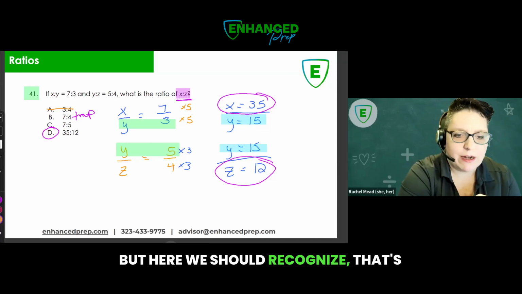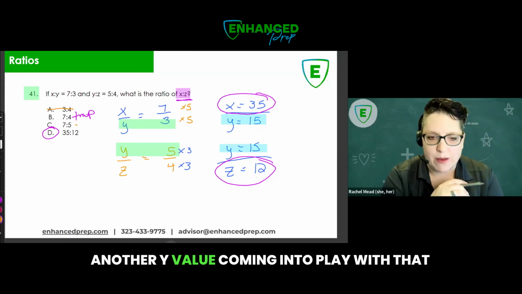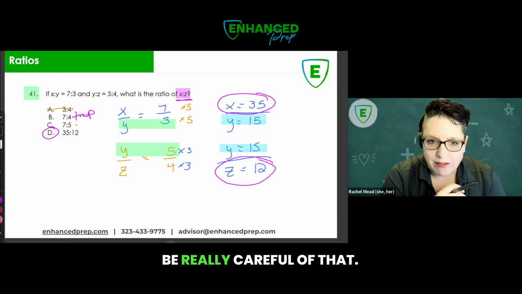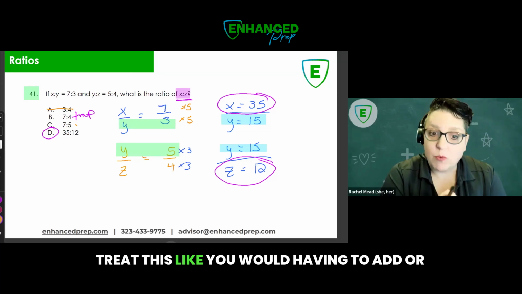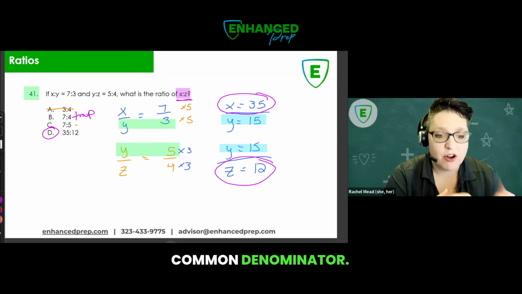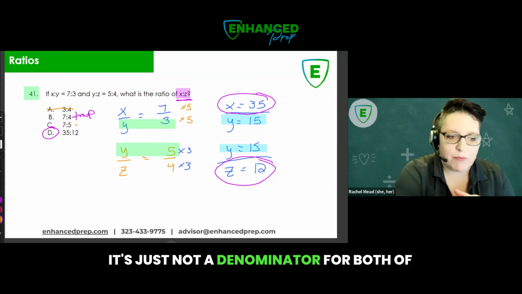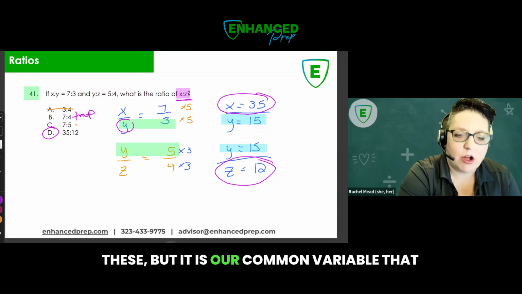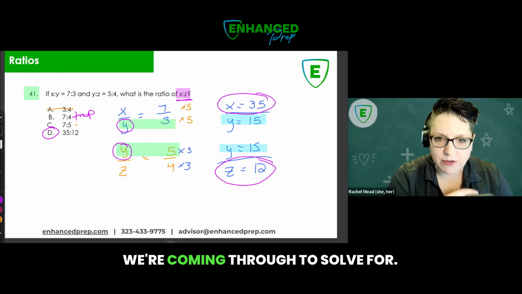But here we should recognize, oh, that's another y value coming into play with that 5. Be really careful of that. Treat this like you would having to add or subtract fractions in terms of getting that common denominator. It's just not a denominator for both of these, but it is our common variable that we're coming through to solve for.